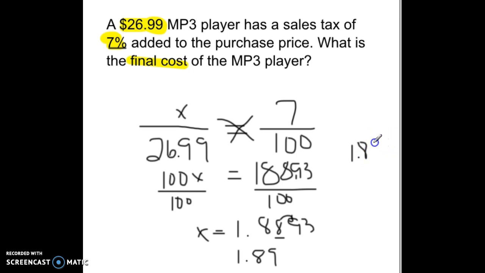I'm sorry about my sloppy writing, but hey, that's just the way it is. 1.89 plus 26.99, and we'll get, for our final total, $28.88. So in this case, you had to do a little rounding. We're still adding our tax to our original price to get our total amount, or our final cost.